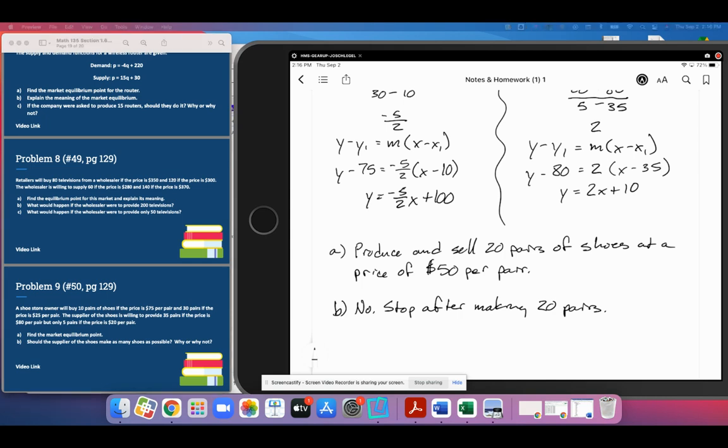Market equilibrium is a big deal and something that is huge in business. I hope this was helpful, and I hope you have an awesome day.